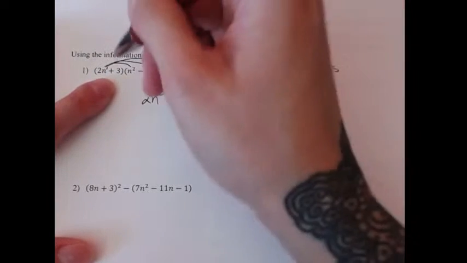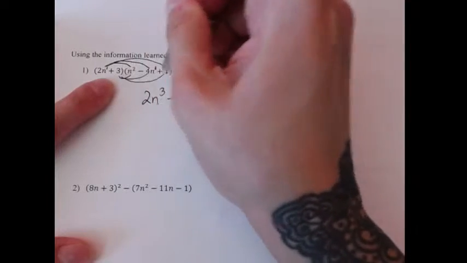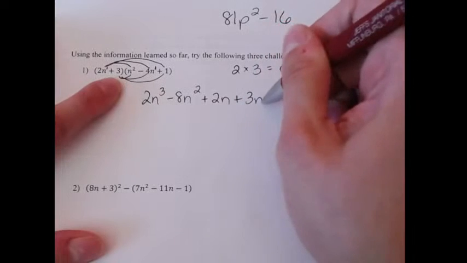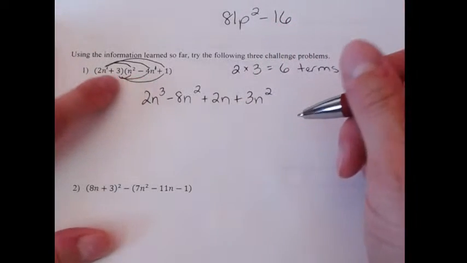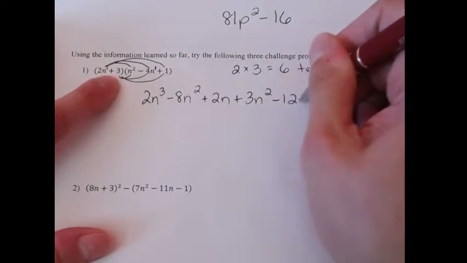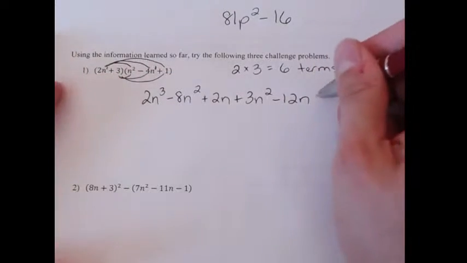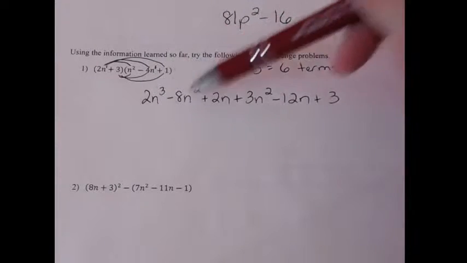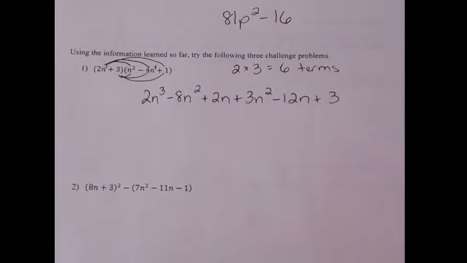Next, we move to the 3. So we're going to distribute the 3 to each of the terms. 3 times n squared is 3n squared. 3 times negative 4n is negative 12n. And then 3 times 1 is 3. Awesome. Notice 1, 2, 3, 4, 5, 6 terms, which is exactly what we expected.